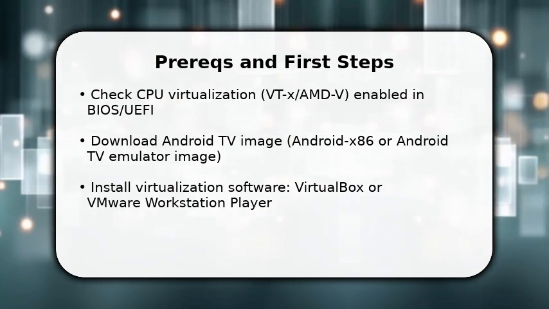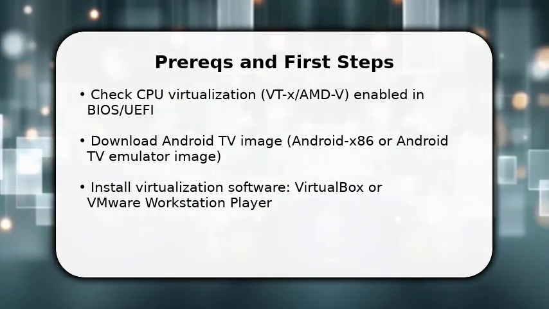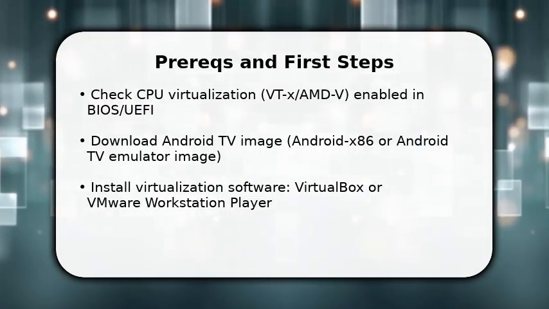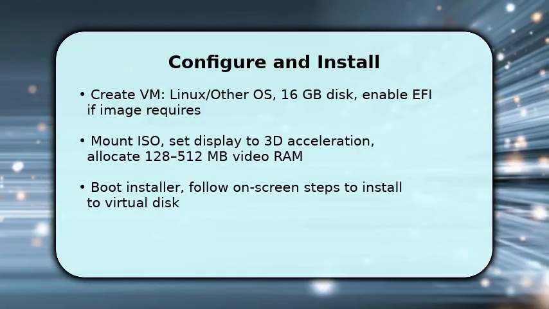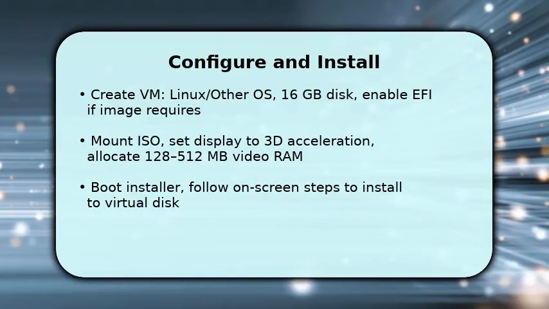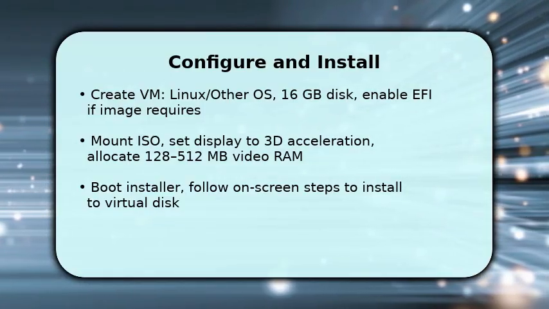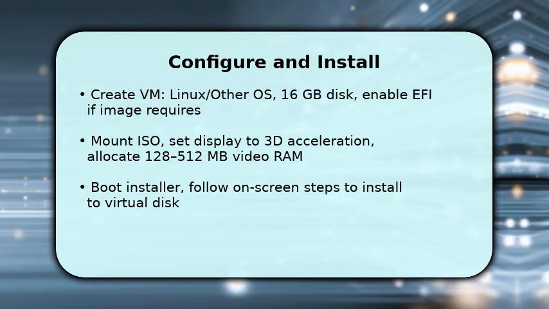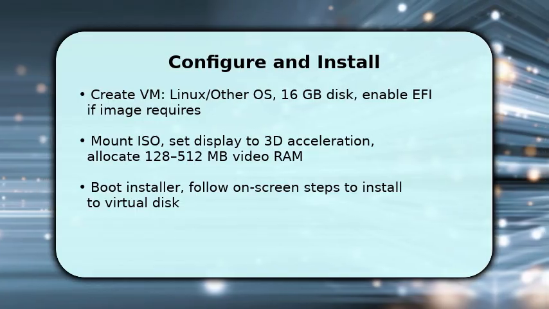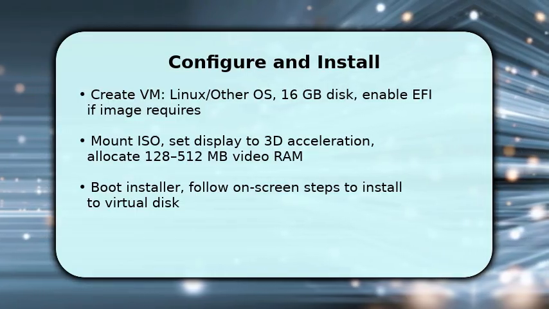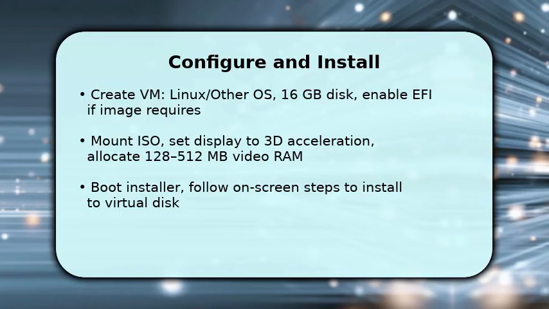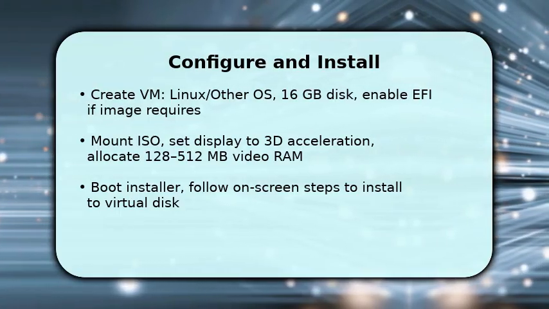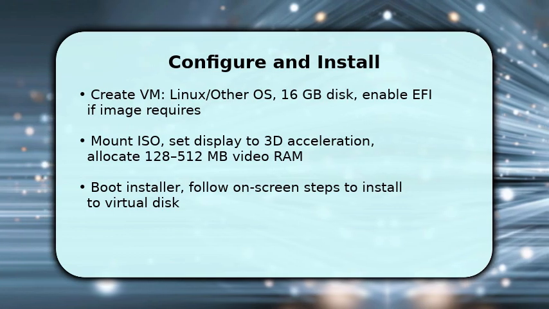Install VirtualBox or VMware Player now because you need a hypervisor to run the image. Once done, create a new VM and assign at least 2 CPU cores and 4 GB RAM to avoid sluggish performance. You now configure the VM precisely. Choose a Linux template if Android x86 is used, set a 16 GB virtual disk, and enable EFI when required because Android needs proper boot mode. Make sure to mount the ISO as a virtual CD and enable 3D acceleration while giving 128 to 512 MB of video RAM to support the TV interface.